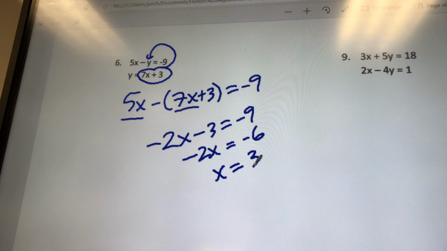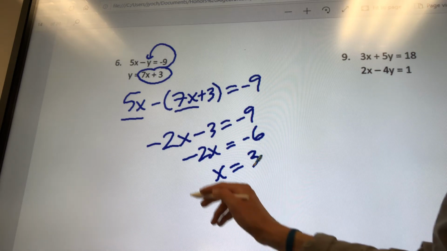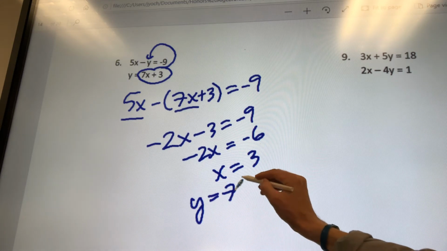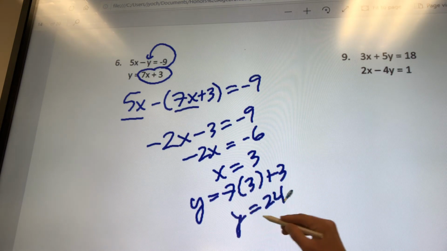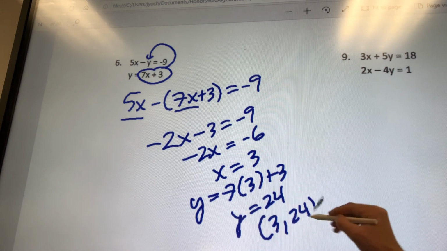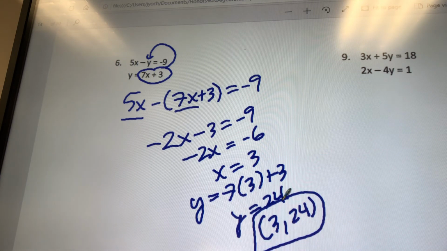All right. I'm going to plug that in. y is 7 times 3 plus 3. y is 24. So you have 3, 24. All right. Number 7.